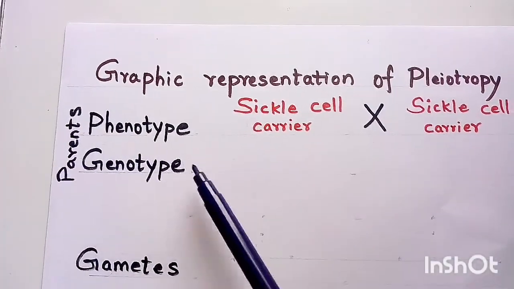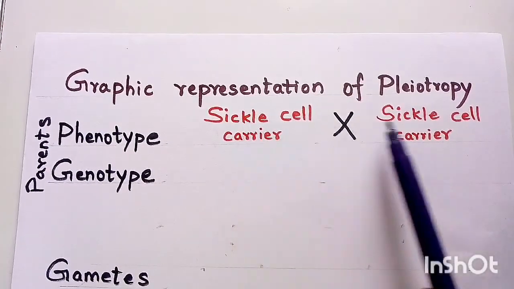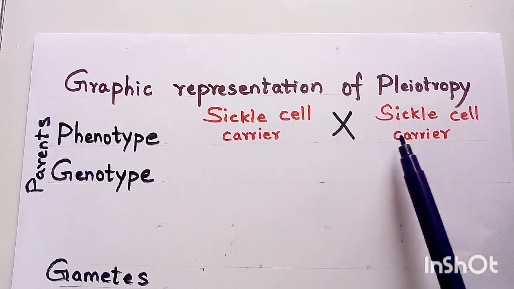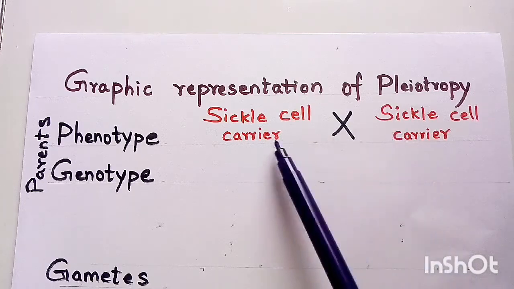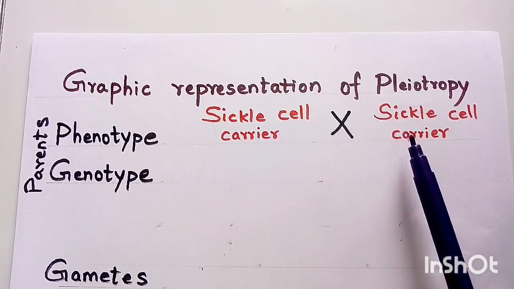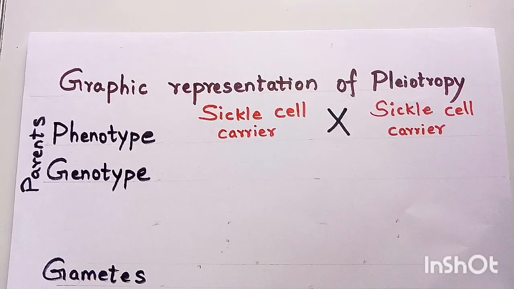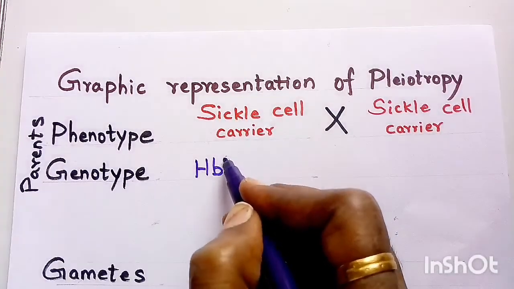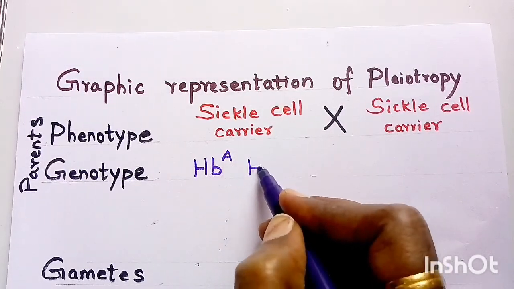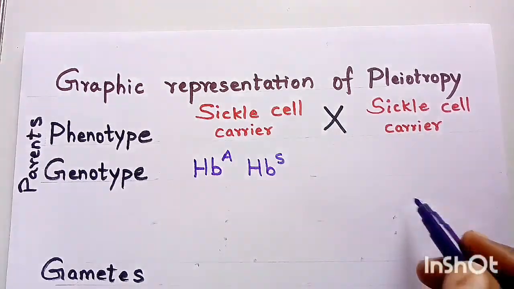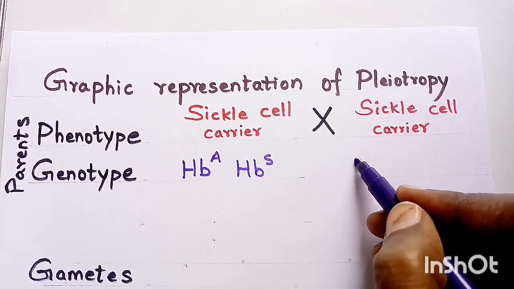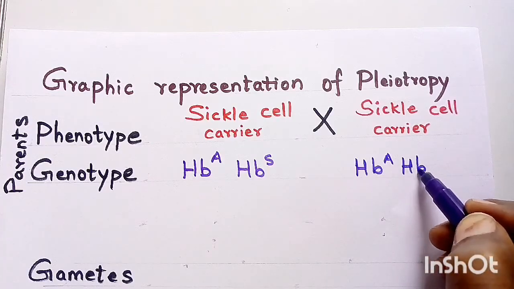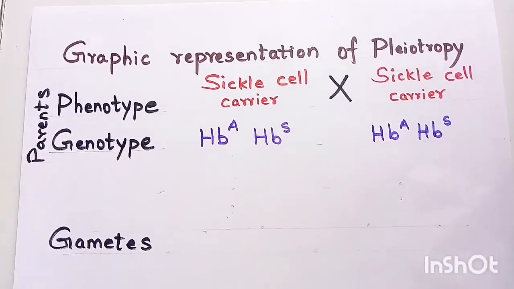The phenotype of both the parents is sickle cell carrier. So when we perform a cross between the parents who are sickle cell carriers, this will be its phenotype. Its genotype will be, as we have seen just now, heterozygous. So it will become HbA and HbS. Similarly, for the other parent also, it will be HbA, HbS. So these are the genotypes.